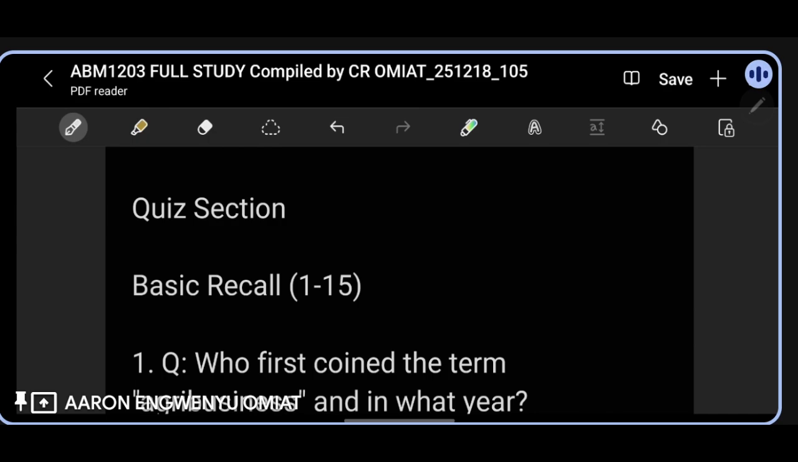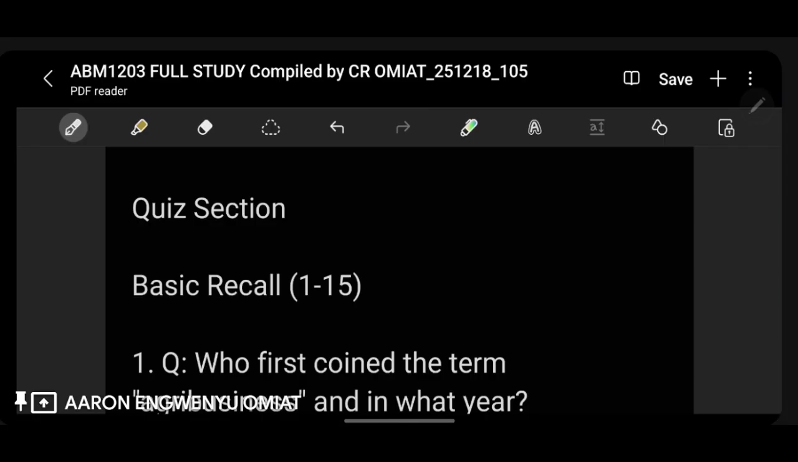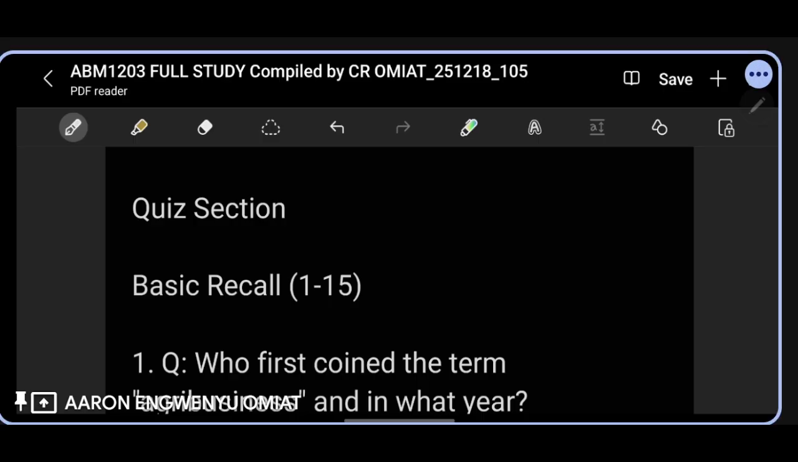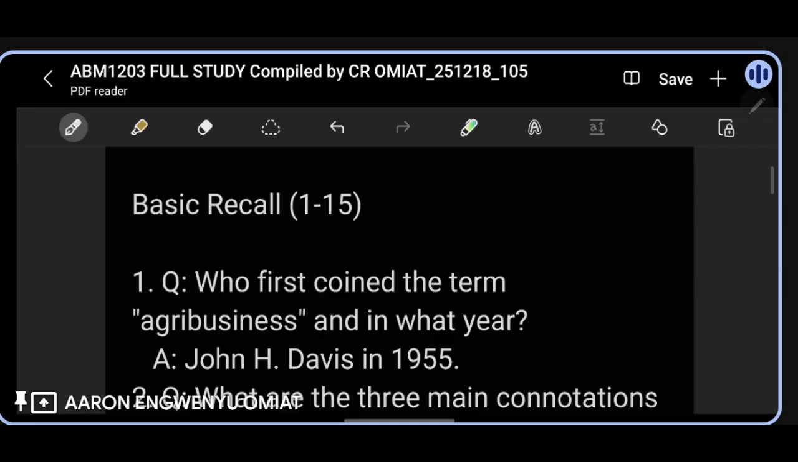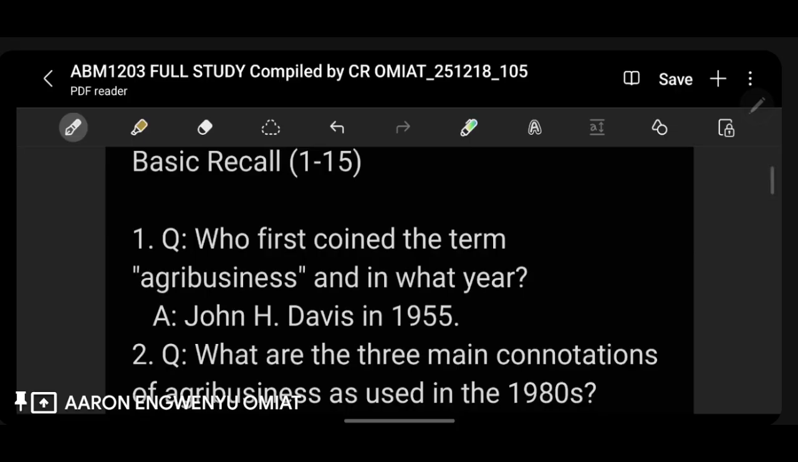Who first coined the term agribusiness and in what year? I answered this. John Harvard in 1997. In 19? 95. 1955. So John H. Davis in 1955. You need to know these names. So we're all agribusiness experts. John H. Davis in 1955. That's where these things began. 55, not 95.